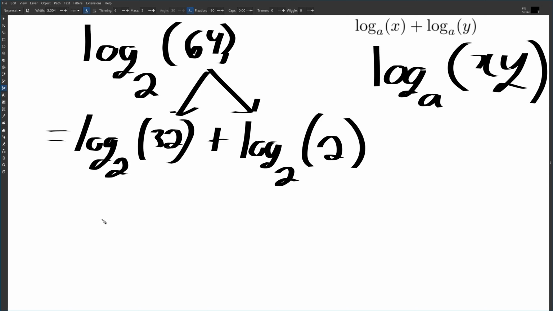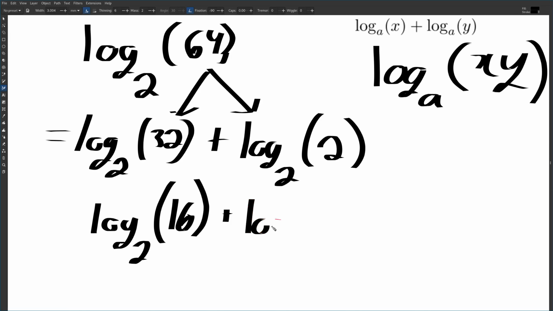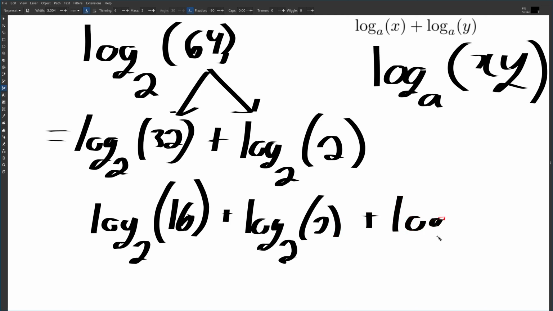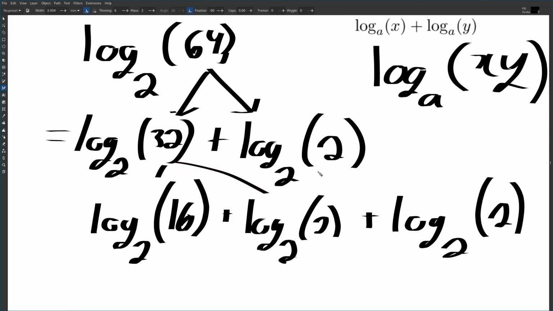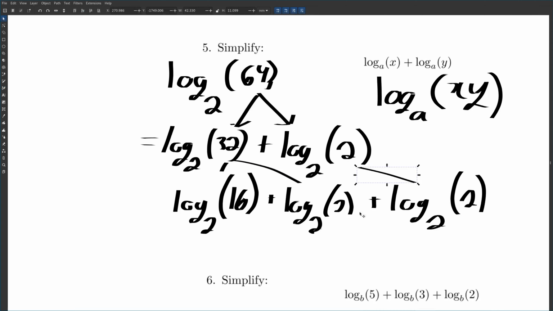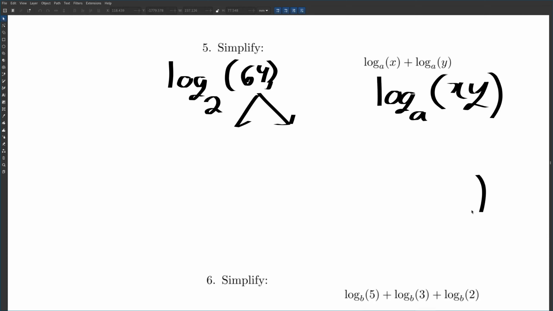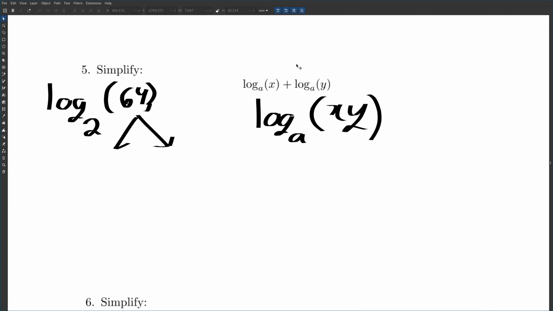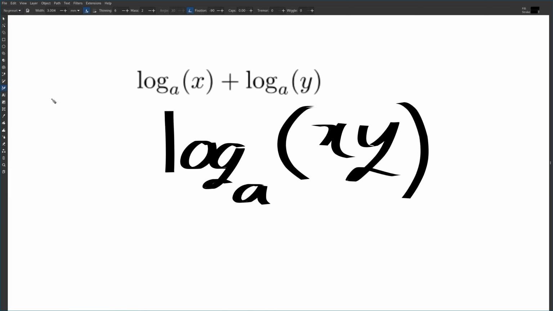And if you want to, you could keep breaking this down, like log base 2 of 16 plus log base 2 of 2 plus log base 2 of 2. So this one broke down into 16 and 2, and this one broke down into just 2. Okay. And we can do it the other way around too. If we have a sum like this, we can put it back into a product. They have to be the same base, so a and a have to match, by the way.